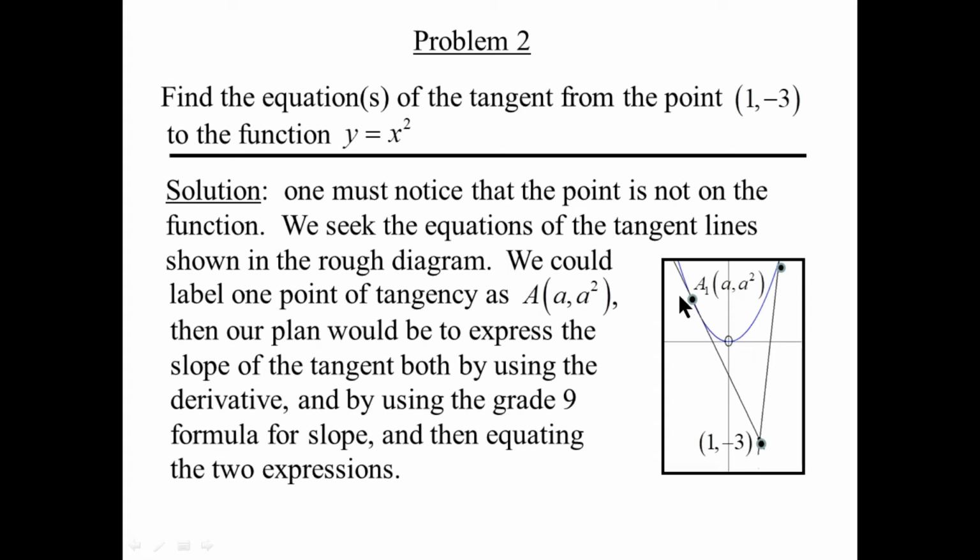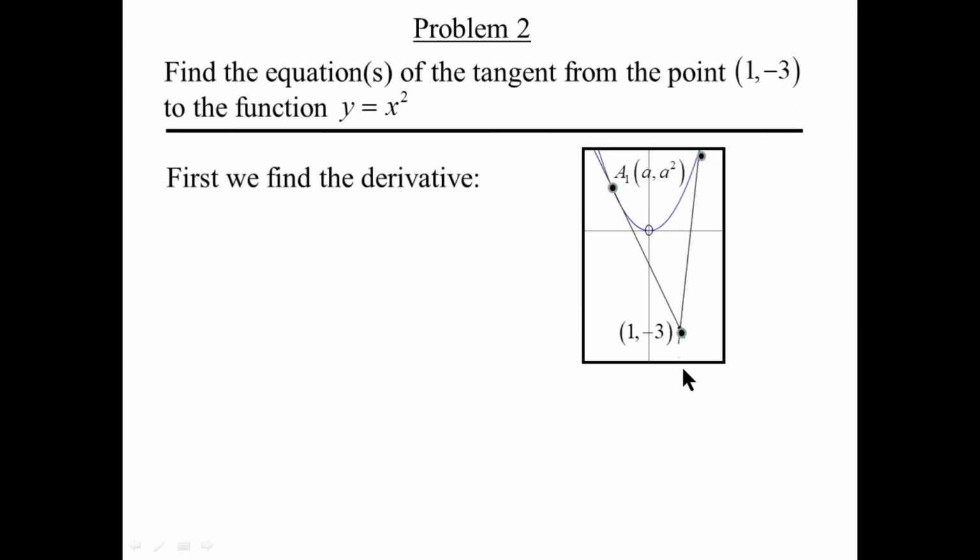Our plan would be to express the slope of this tangent line in two different ways. One using the derivative of this curve, and the other way would be using the slope of a line from grade 9 math. So let's first express the slope of this tangent line using the derivative of this curve by finding the derivative. First we find the derivative.